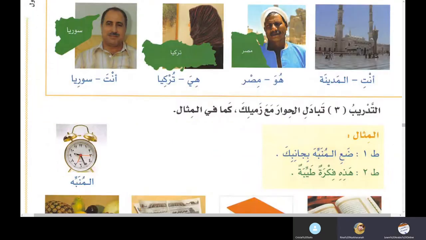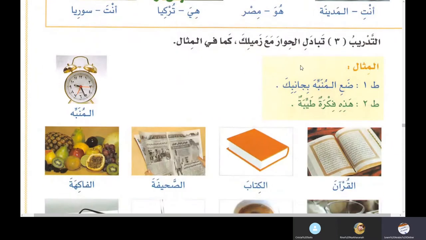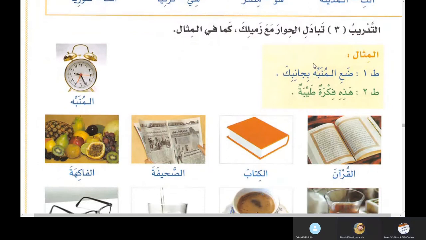Next, التدريب الثالث تبادل الحوار مع زميلك كما في المثال المثال طالب الأول دع المنبه بجانبك, put an alarm clock on your side. هذه فكرة طيبة, this is a good idea. Why are we using fatha here? Because the action of this word is done of this word, so it is called the Okay.